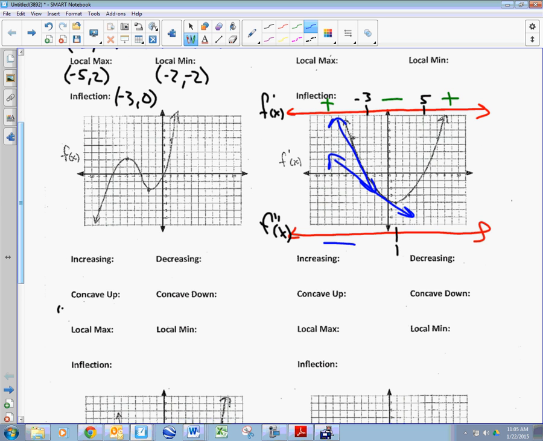As I draw tangent lines on here, are they positive or negative? Positive. So after 1, the second derivative is positive.